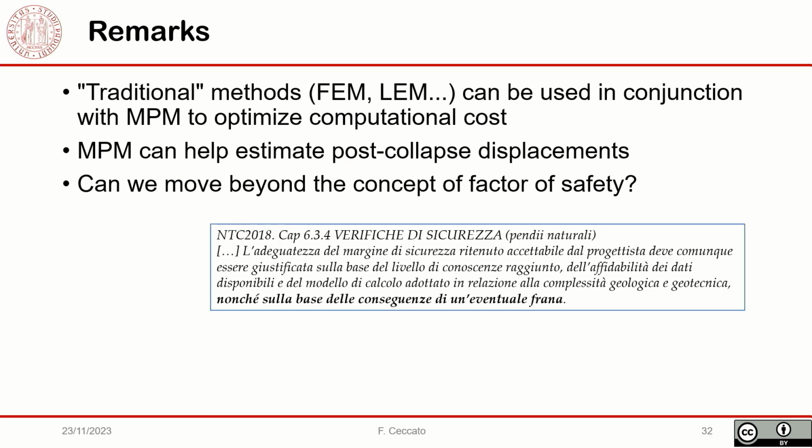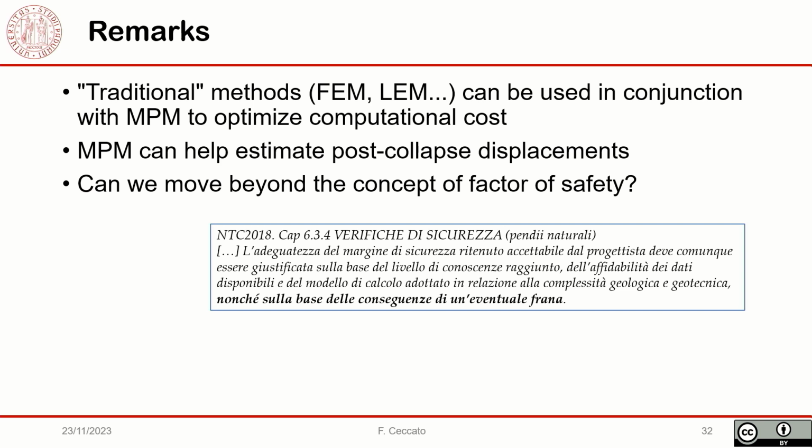Here I put, sorry for the Italian, only a small piece of the Italian norm. Maybe it's the same in other countries, but basically here it is saying that for a natural slope, the margin of safety, basically the acceptable factor of safety decided by the designer, must be decided taking into account uncertainties, level of knowledge, and so on, many different things, including the consequences of the landslide.